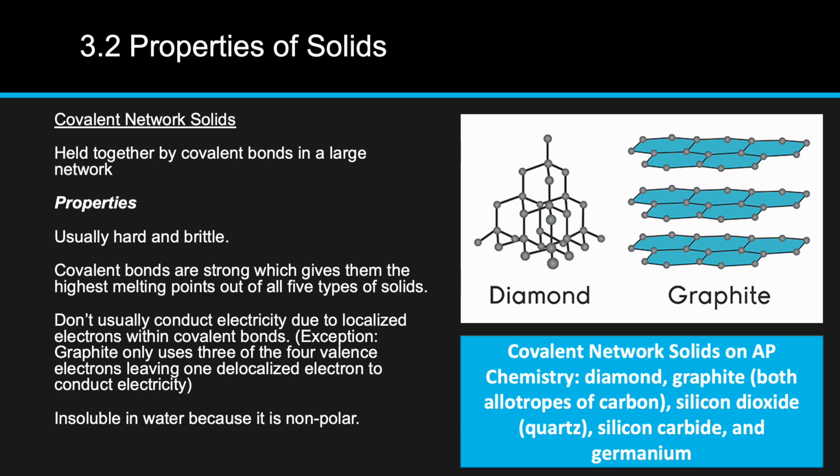So overall, these solids are insoluble in water because they are nonpolar and they are too strong to be pulled apart. And some common examples that you should know for the AP chemistry exam are diamond and graphite, which are both allotropes of carbon, quartz, silicon carbide, and germanium.